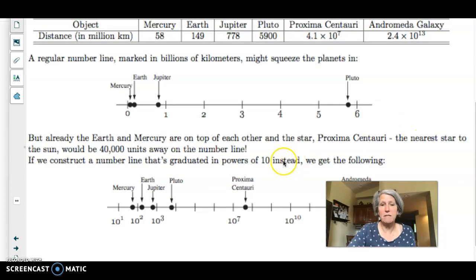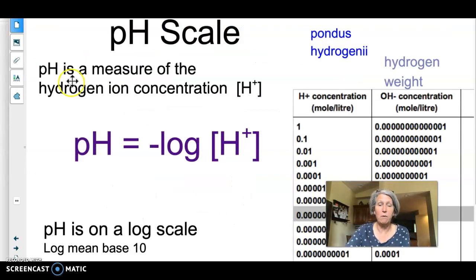So to deal with these orders of magnitude, we deal with things in base 10 powers, which you guys know of as log. Well, pH is going to be one of those instances where we're going to be working with a logarithmic scale. pH actually stands for the words potentia hydrogenii.